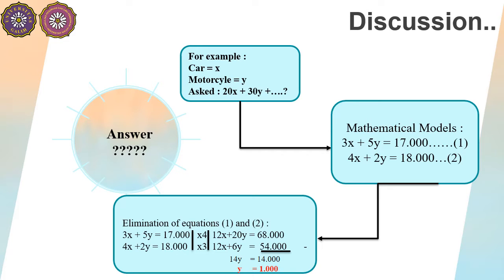And then 12x plus 20y equals 68,000, and 12x plus 6y equals 54,000. Subtracting, 14y equals 14,000. So y equals 1,000.